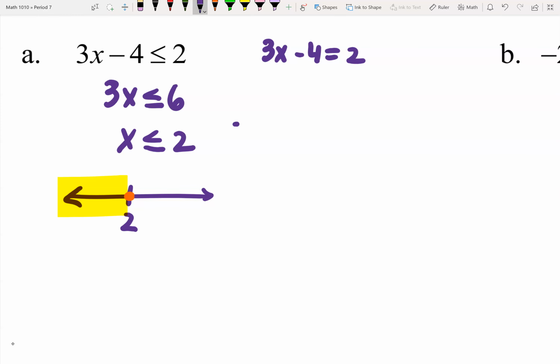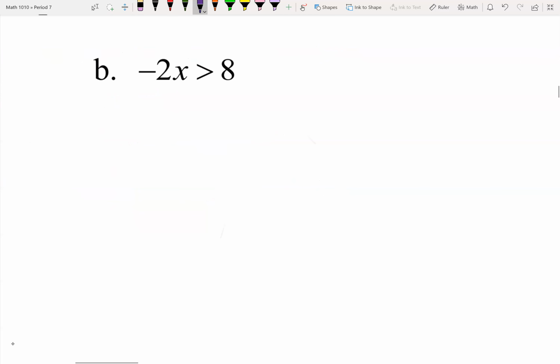Okay? When I write this in interval form, the first thing I write, I go from the left to the right. So what's the first value I'm going to put on that interval form, guys? Negative infinity. And infinity is always with a parenthesis. And it goes to a, tell me everybody, 2 with a bracket. Good. Okay, question B.